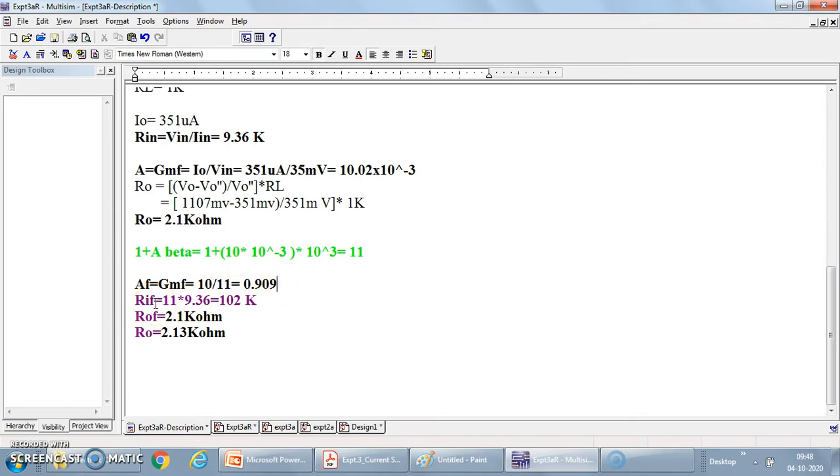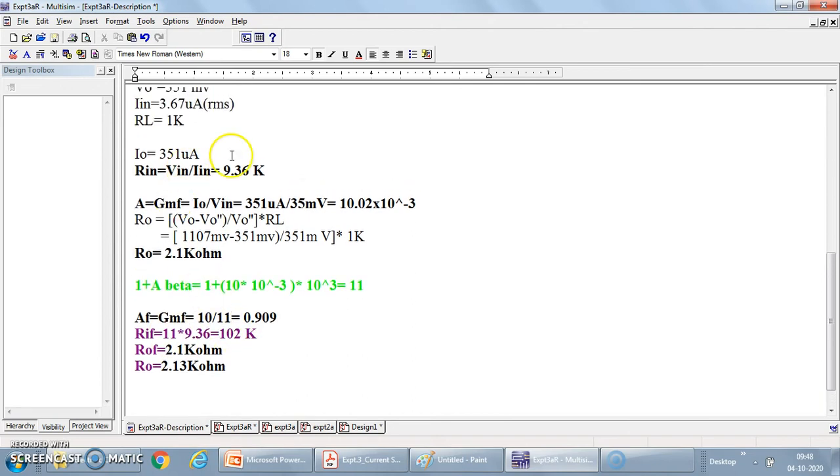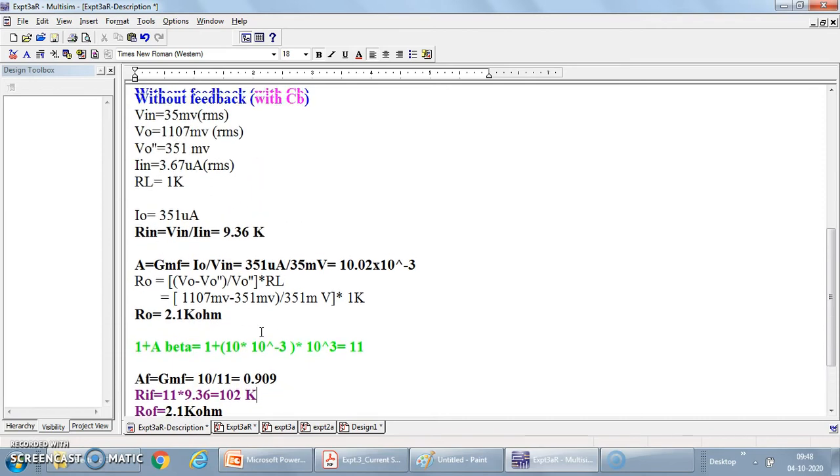While with feedback, how much should the input resistance change? Input resistance should be Ri into (1 + A beta). Ideally, it means the Ri value into 11. So that's what I have done here: input resistance 11 into 9.36. 9.36 is the input resistance without feedback, so multiplied by that, ideally its value should be 102k.